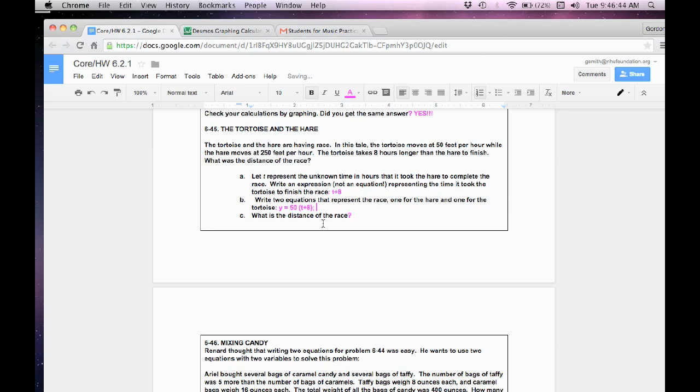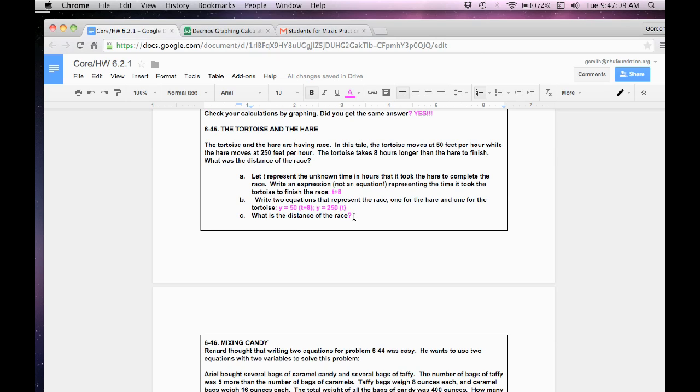Now we'll write one for the hare. Again, they went the same distance, so it's still y equals. But in this case, the hare went 250 times the time for the hare, which is t. Again, the tortoise is t plus 8, the hare is t.